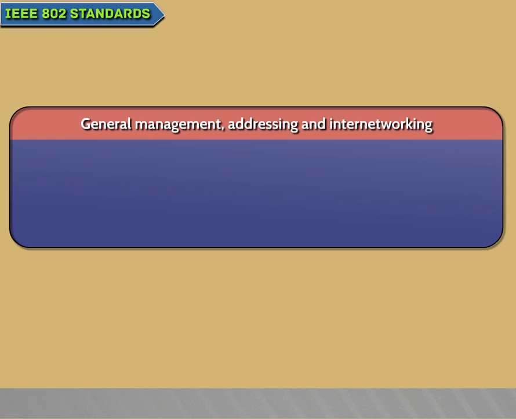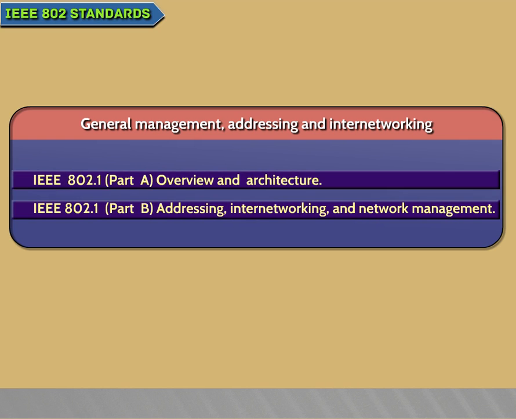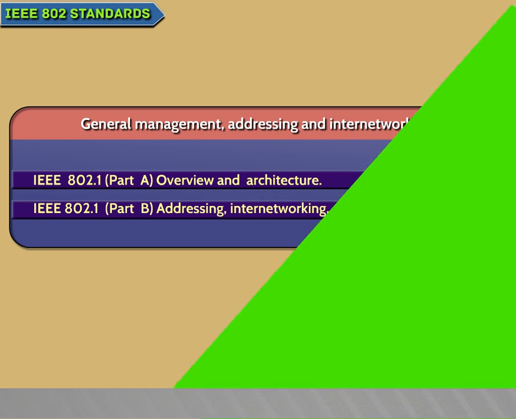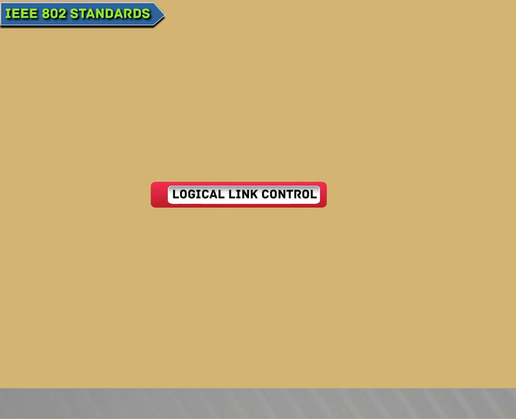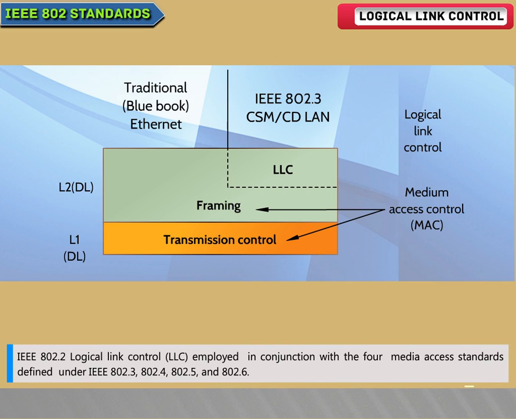General Management, Addressing, and Internetworking. IEEE 802.1 Part A Overview and Architecture. IEEE 802.1 Part B Addressing, Internetworking, and Network Management. Logical Link Control. IEEE 802.2 Logical Link Control, that is LLC, employed in conjunction with the 4 media access standards defined under IEEE 802.3, 802.4, 802.5, and 802.6.